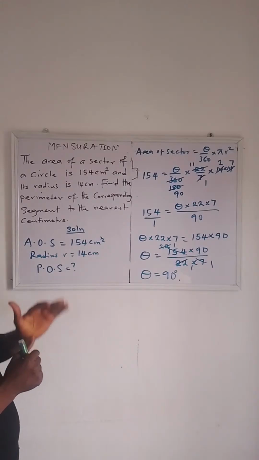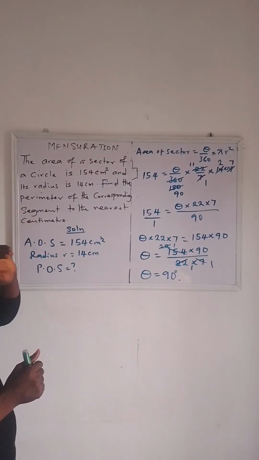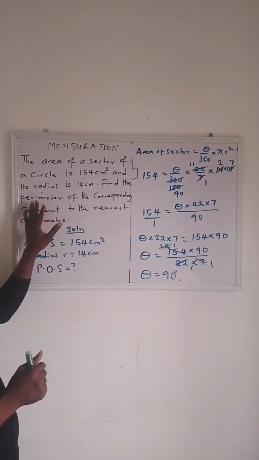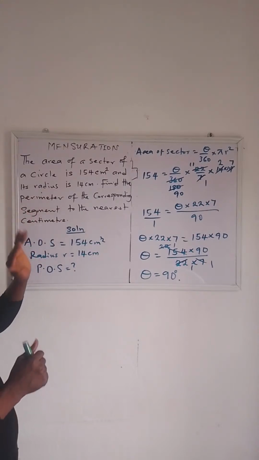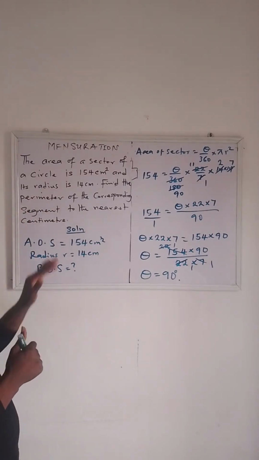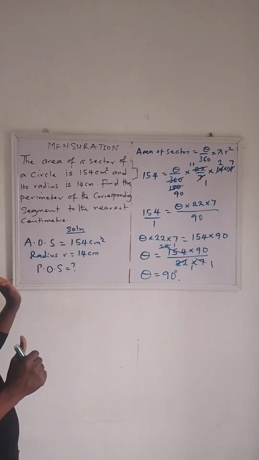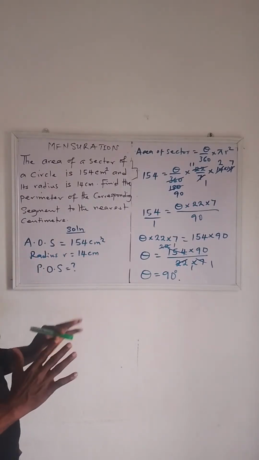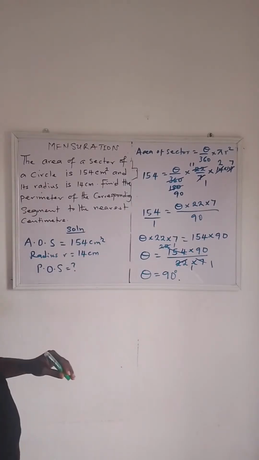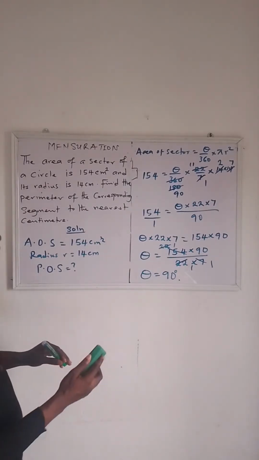All right. So now let us move forward. The question says we should find the perimeter of the segment to the nearest centimeter. So now let us go ahead and do that. We know the formula for finding the perimeter of a segment. So let's do that.